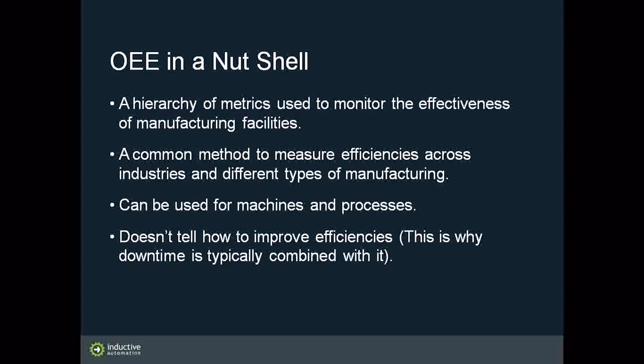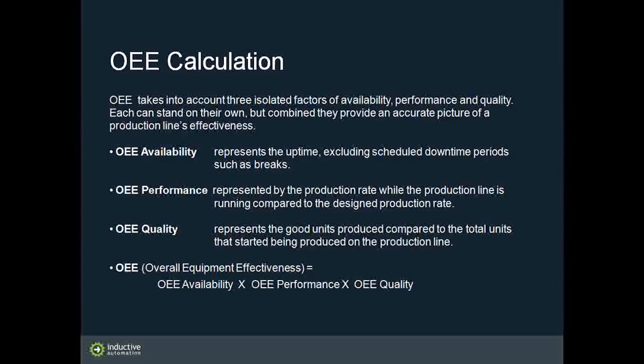Different facilities require different ways to look at that quality, but I think there's some overall view of the calculation that is a good departure point and sets the table for today's discussion. So OEE takes into account three isolated factors: availability, performance, and quality. Each one of those, of course, can stand on its own, but combined they provide a very accurate picture of a production line's effectiveness.